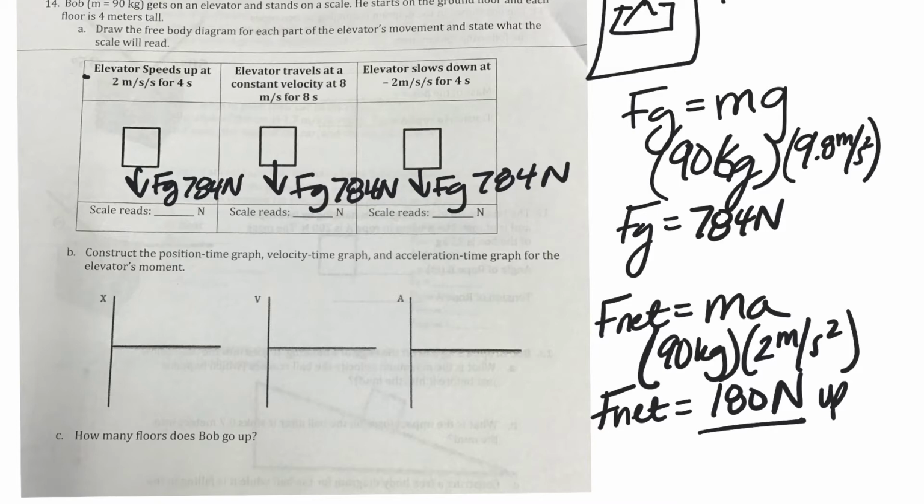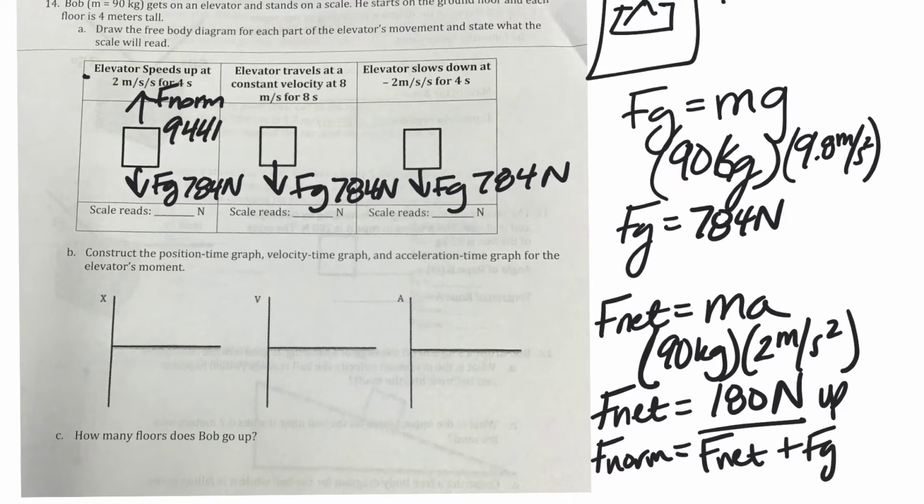So we want to find this normal force that the elevator and the scale is pushing up on Bob. We're going to add our 180 newtons of net force and our force of gravity together to get that. That is going to equal 944 newtons. So our scale is going to read not the force of gravity, but this normal force. So our scale here is going to read 944 newtons. Okay.